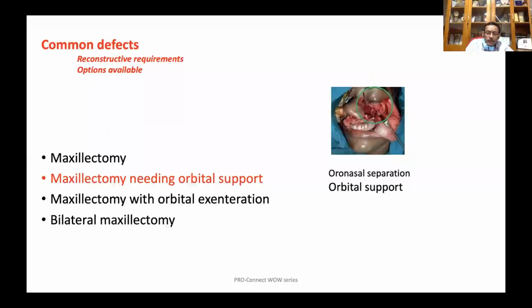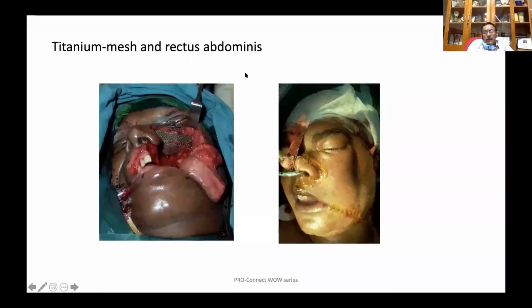Coming to the maxillectomy with orbital support, here it is much more difficult than the other one. You want to have oronasal separation, that is the primary one, and you have to provide orbital support. You can use a mesh and rectus abdominis or any soft tissue flap. You can have an ALT flap, you can have radial forearm, or anything. But the principle is you have to keep a lot of things in mind when you use a mesh, which I will come to later on. But it has to be, in principle, covered by soft tissue.